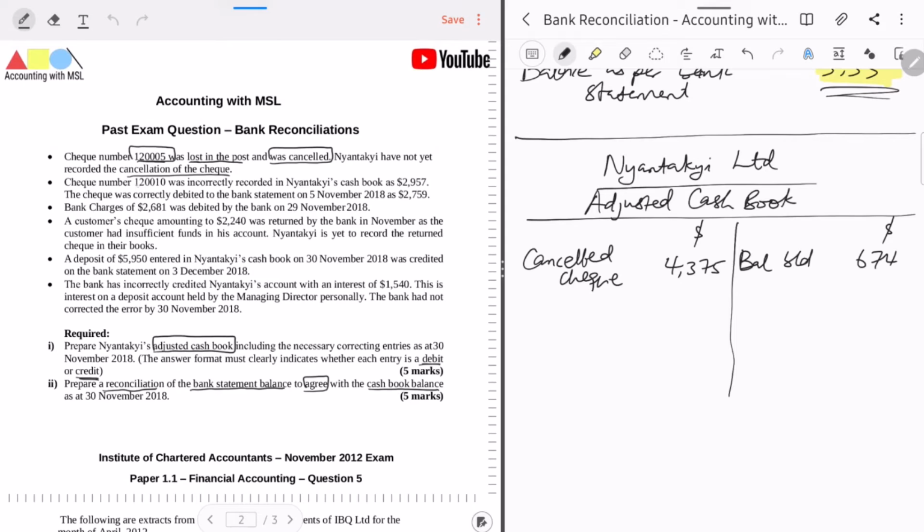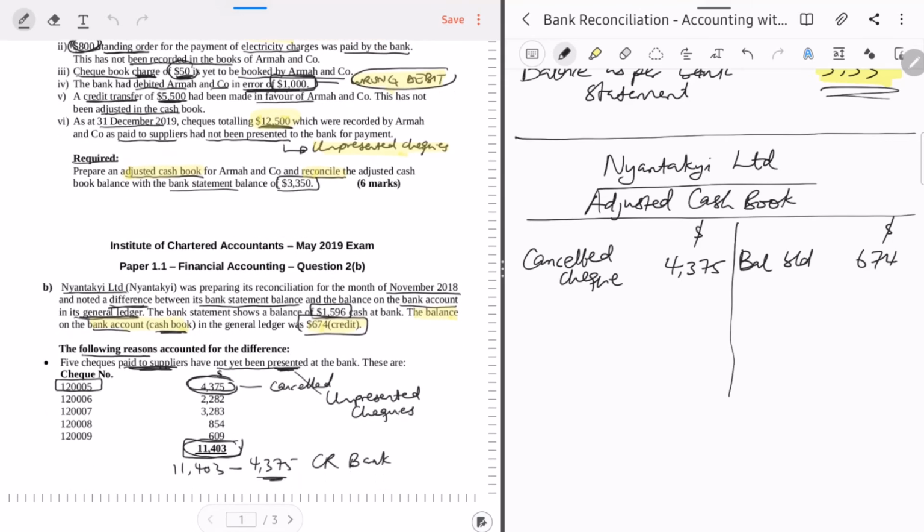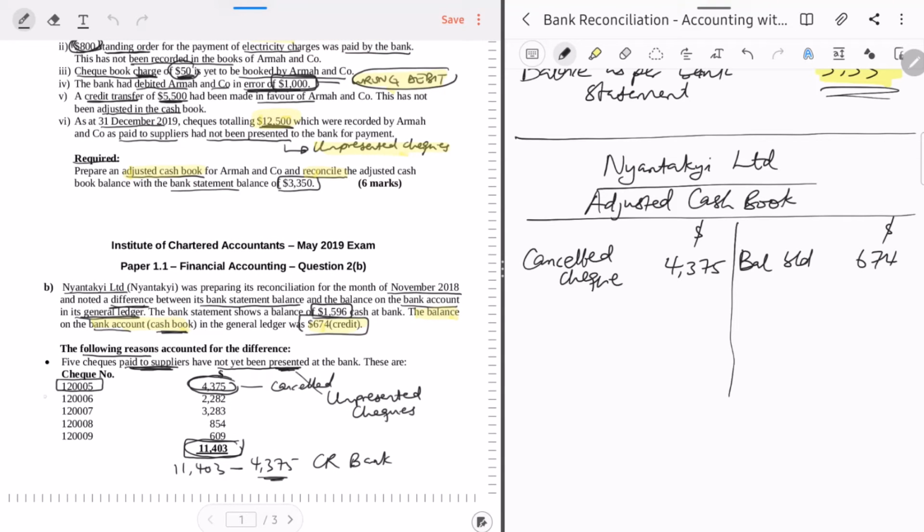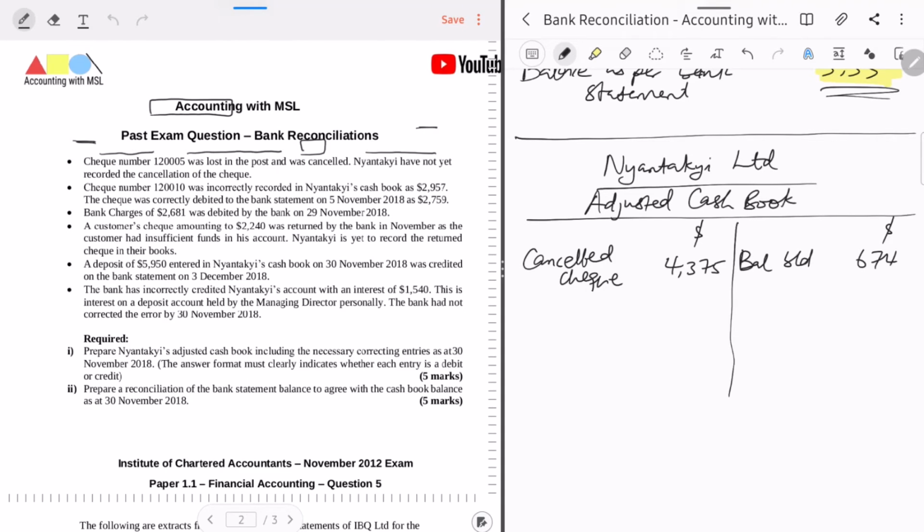The next is what? Check number 12,010 was incorrectly recorded in Nyantechi's cash book as 2957. The check was correctly debited to the bank statement as 2759. So let's check first if this check 12,010 is in our list. No, you can see it's not in this list. So it means it's a different check they're talking about. Good news. Let's continue.